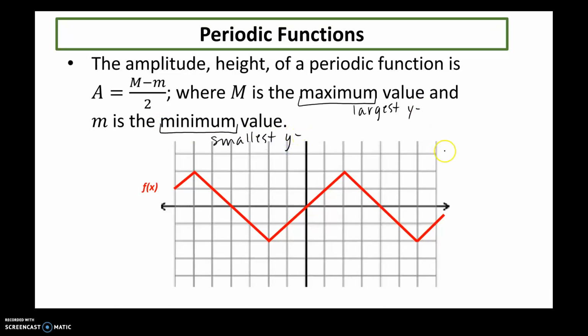Okay, so my amplitude, the height of my function: my largest y value is at 2, and my smallest y value is at negative 2. Max minus min, all divided by 2. That gives me 4 over 2. So the amplitude, the height of my function, is 2.